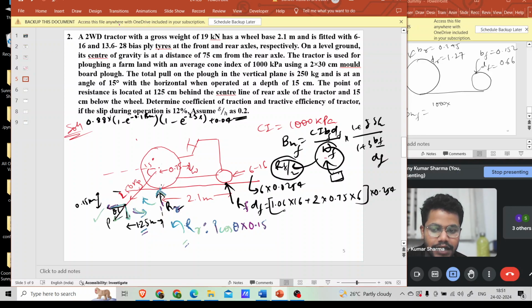When theta is acting, for determining RR, from this equation we will get RF, and for RR we will do the moment balance. We will balance the moment arm for RF, then we will get RR. So first we are calculating for RF.